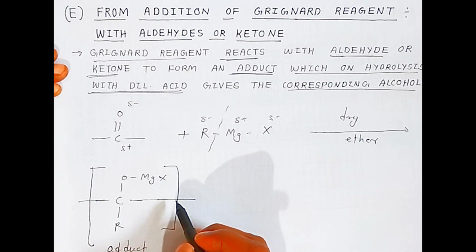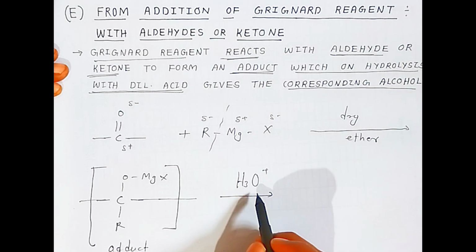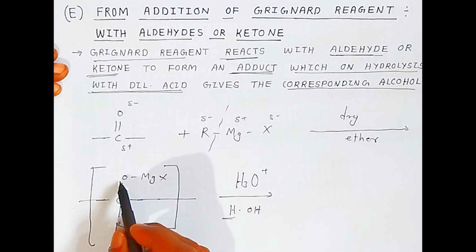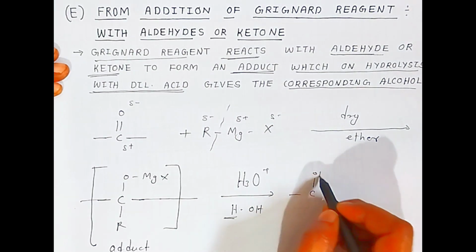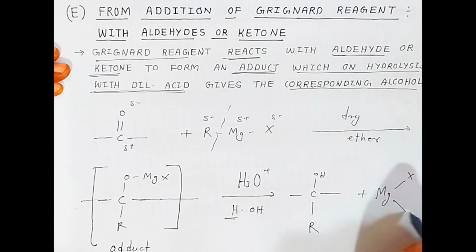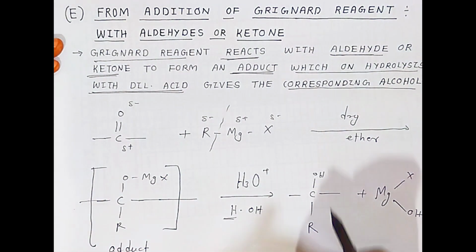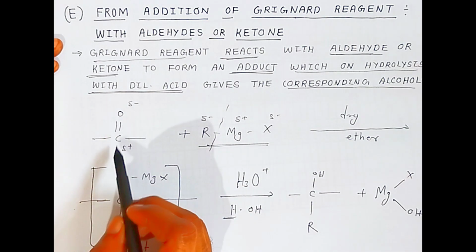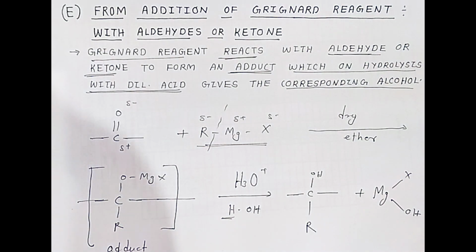This adduct on acidic hydrolysis, which we show like this, gives you H and OH. So what happens is the OH and H combine and form alcohol. It gives you the corresponding alcohol like this, and there is a formation of Mg(X)OH. So this is the general way, students, in which a carbonyl is converted into alcohol using the Grignard reagent. So whether the carbonyl is an aldehyde or a ketone, it is converted into its corresponding alcohol. This is very important from the examination point of view.